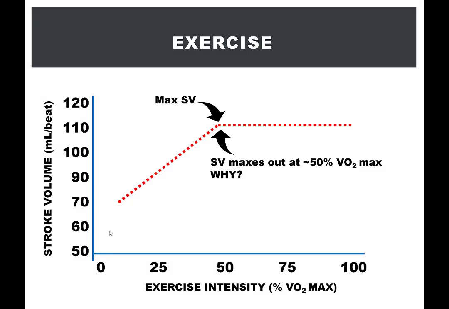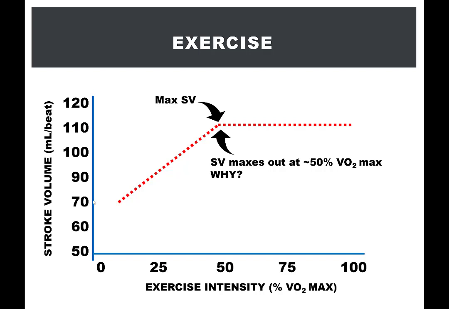The relationship between stroke volume and exercise intensity is a little bit more complex than heart rate. Now, just as a reminder, stroke volume is the volume of blood ejected from the heart, more specifically the left ventricle, per beat or contraction. So again, we have exercise intensity represented as a percent of VO2 max on the x-axis, and we have stroke volume on the y-axis in the units of milliliters per beat, or left ventricular contraction.